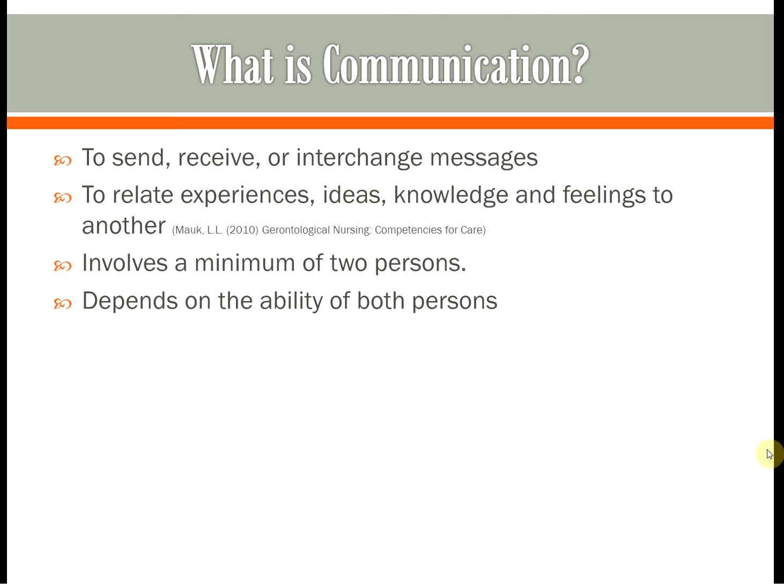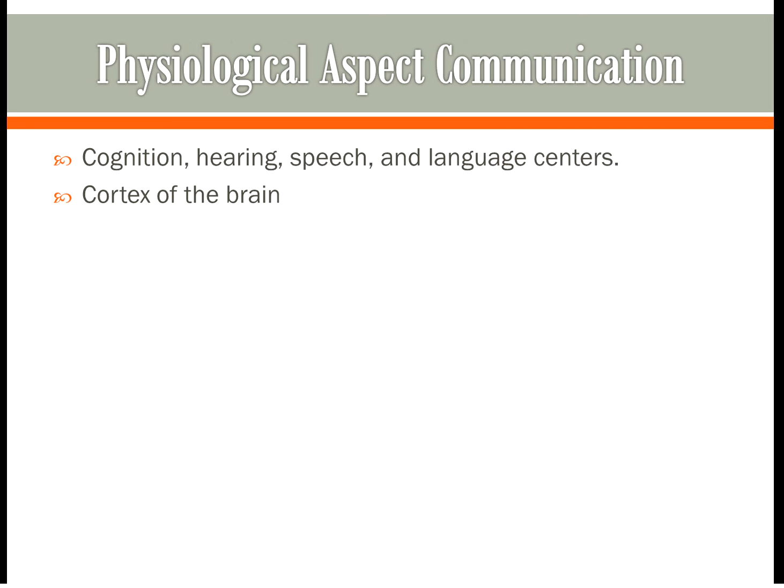So there must be at least 2 persons to have this communication. And for it to be effective, the 2 individuals must engage in processing the information. The physiological aspects of communication involve the brain functioning and our understanding of hearing, speech, and language centers. Cognition is storing the information, receiving information, and interpreting the information.